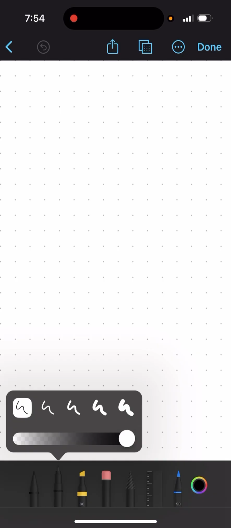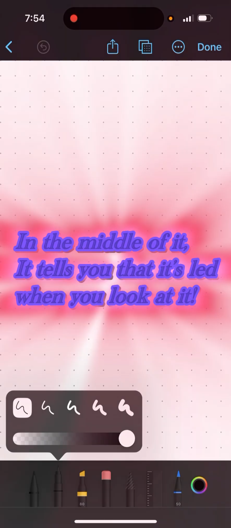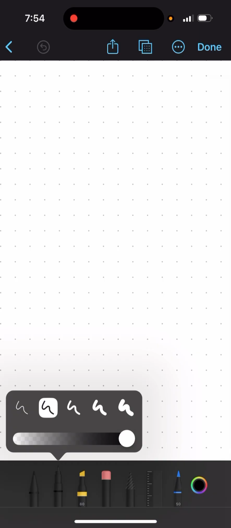And if you look closely at the lead in the middle of it, it tells you that it's lead when you look at it. So that's kind of interesting that there's different utensils, right? You got an eraser at the back of it. Like, what the heck? Why would it look like that?